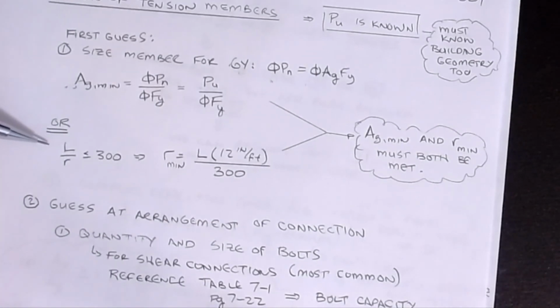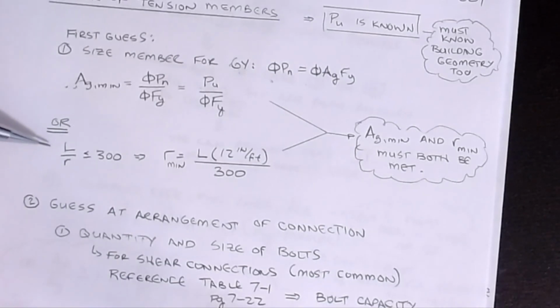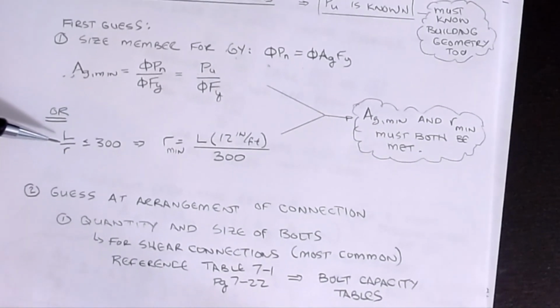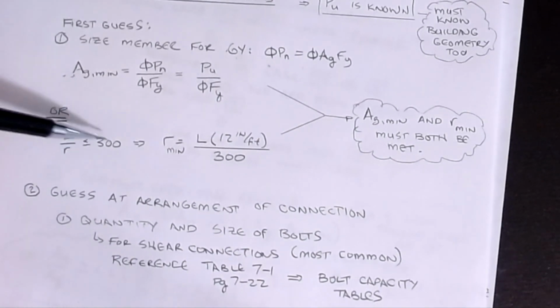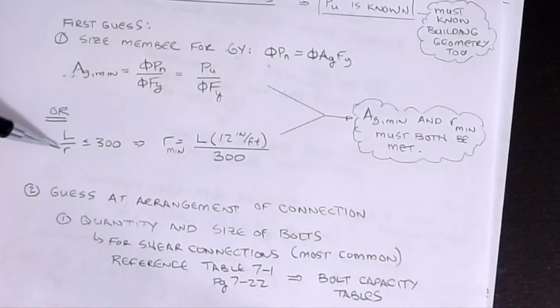Okay, for serviceability, which is deflections and vibrations and non-strength related issues for tension members, we have the criteria that L over r has to be less than 300. Well, kind of in a similar fashion, if I know where the member is and I have a guess at its length, I can calculate now an r minimum by taking this formula and rearranging.